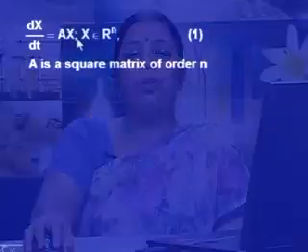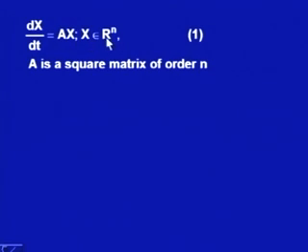Now, we generalize this concept and we write down dx by dt is equal to Ax, where x belongs to Rn. So, earlier I have written a matrix equation in two variables, but x need not belong to R2, it may be a column vector consisting of n components. In that case, we say x belongs to Rn, and this equation dx by dt is equal to Ax means that A is a square matrix of order n.